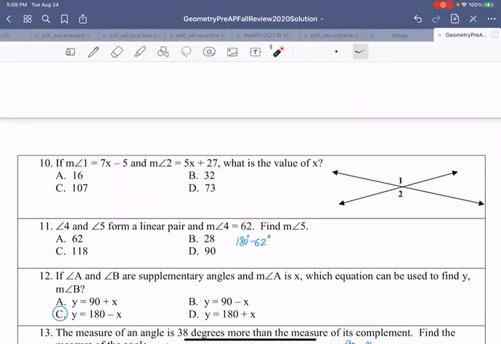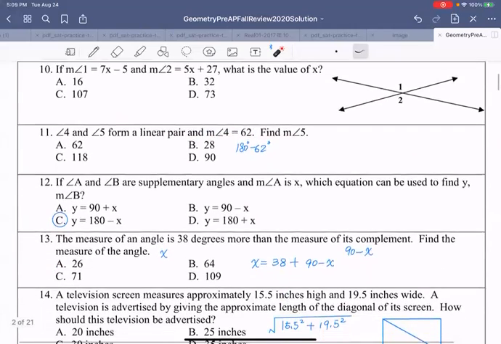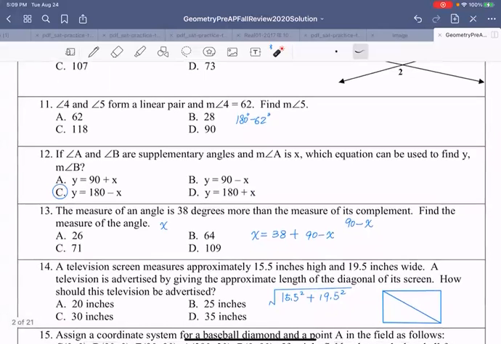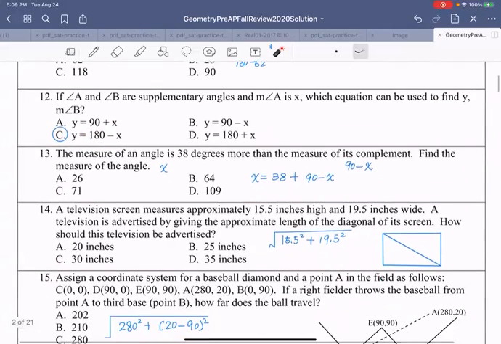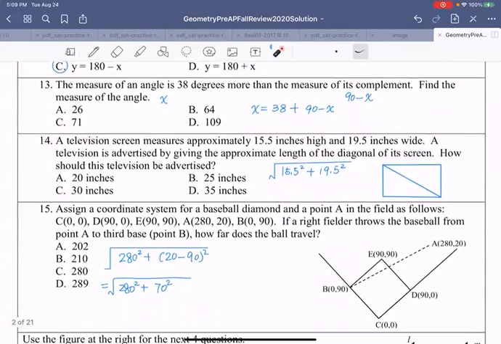Okay, next question. We list angle 1 equals angle 2. We can solve x. And the linear pair, we have no problem. I go faster because I want to spend the time for those hard questions, okay? Supplementary definition, this is also easy. This one is also easy. Angela, let's do 14. Go ahead and read the question.